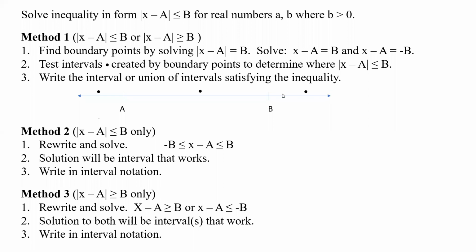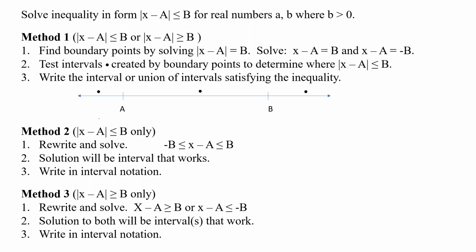And so we can choose any point in this region, any point in this region, and any point in this region, and we're going to test those to determine where the absolute value of x minus a is less than or equal to b, or if we're doing the greater than or equal to, where it's greater than or equal to b, okay? And then when we find the ones that are true, because some of them might be true here and here, some of them might only be true here, so you have to test them all to see where it's at. Then we're going to write the interval or union of the intervals satisfying the inequality. So it might be from negative infinity to a, and then from b to positive infinity. Okay, so that's how it's going to work.